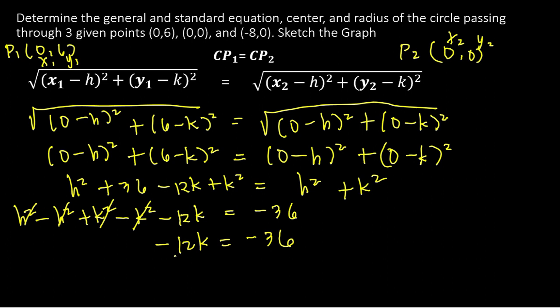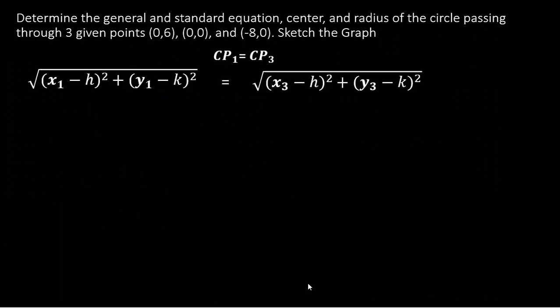Now we have to cancel the coefficient beside the variable k, so we divide both sides by negative 12. So we will have k is equal to 3. This is the value of our k. k is equal to 3. Next, let's solve CP1 is equal to CP3. We substitute again our values.